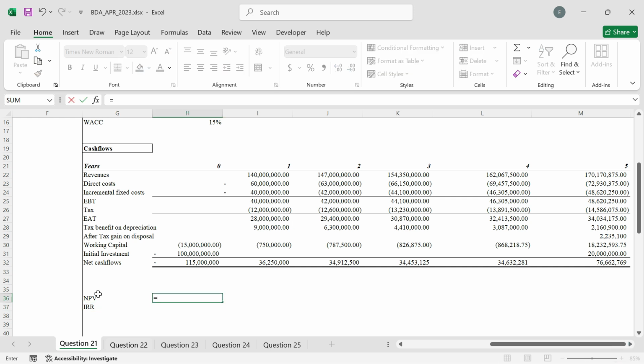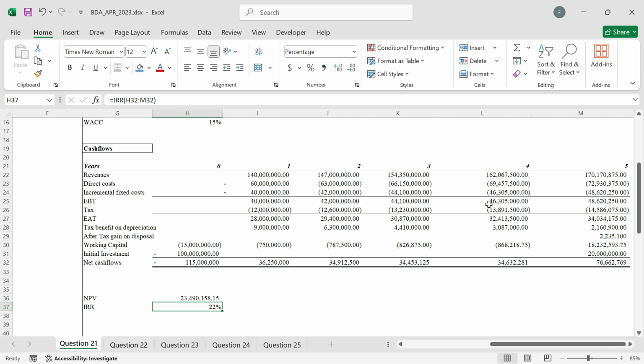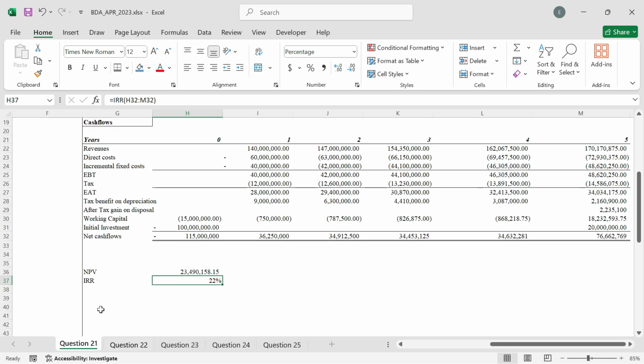NPV will be given by equal NPV. My rate is my WACC. My values from year 1 to the final year. Then I can include the initial cash flows. My IRR will be equal IRR of all my cash flows. So I have to remember these values are for scenario 1 only. So I'll have to provide a summary that shows the values for each of the scenarios.